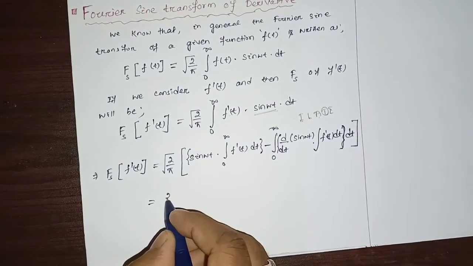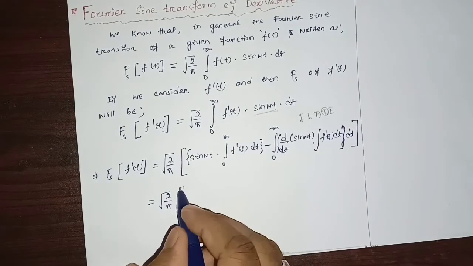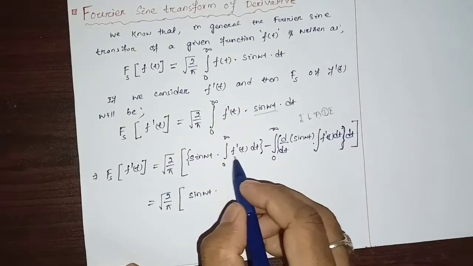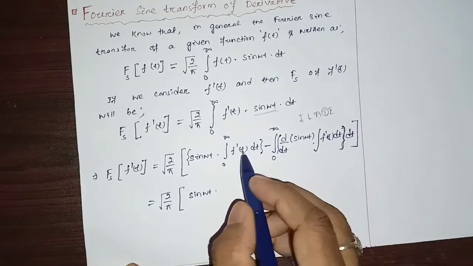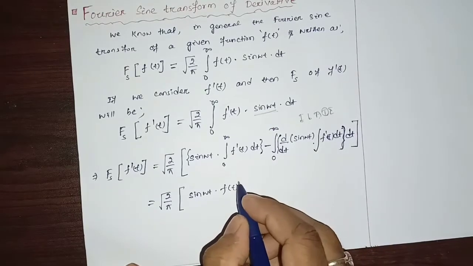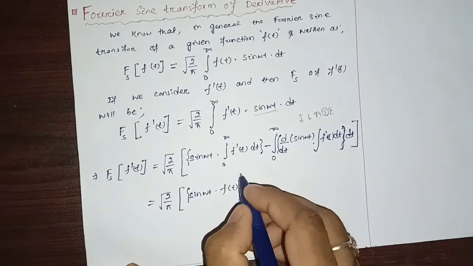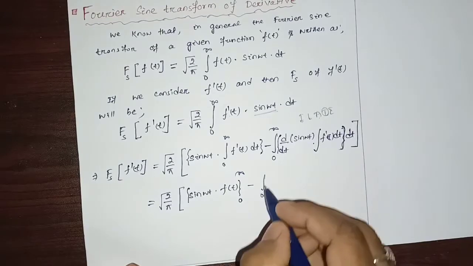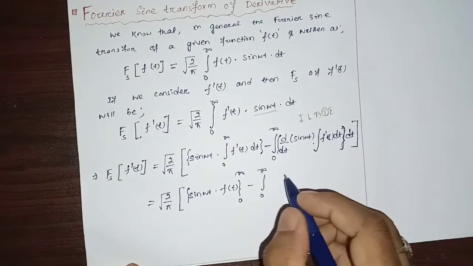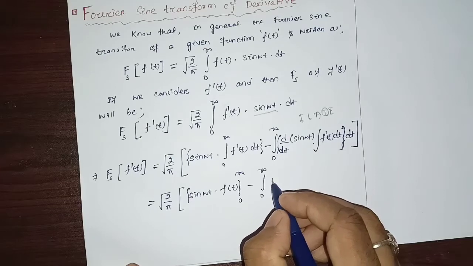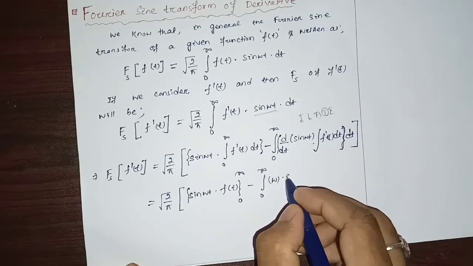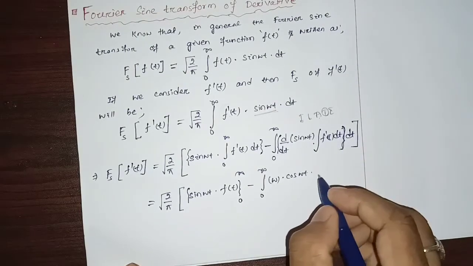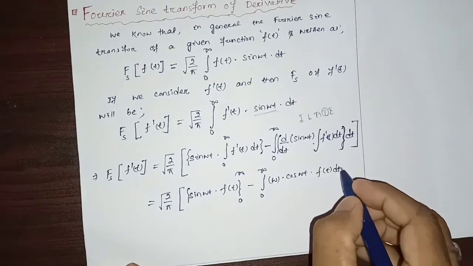So it is equal to root over 2 by pi, sin(omega t). Here the derivative is there, and the integration we are going to consider means only f(t), limit will be 0 to infinity. Okay, minus here, the derivative of sin(omega t) will be omega into cos(omega t), and the integration of this one will be f(t) dt.